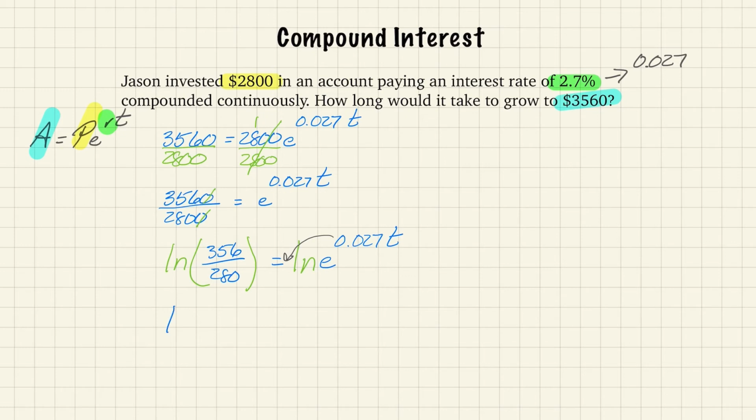So now I'm just going to rewrite the left side. We have the natural log of 356 over 280 is equal to 0.027t times the natural log of E. And this is done by the power rule.